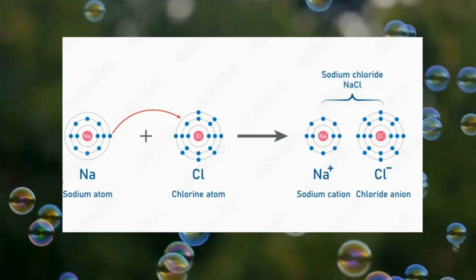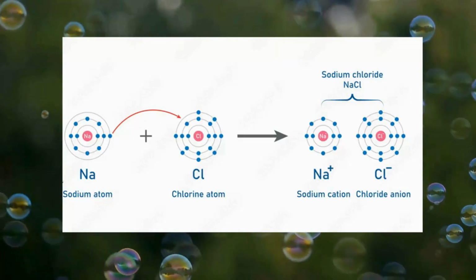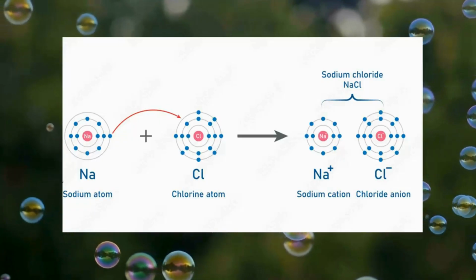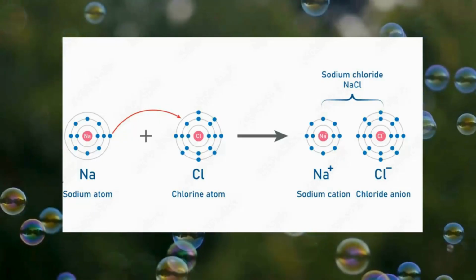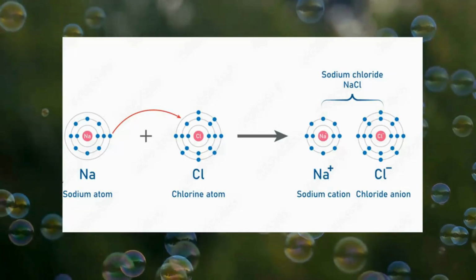So if they ask you to draw the electronic configuration of the Na plus ion, sodium ion, you have to draw with two shells. Okay, you have to leave the third shell because it is losing the electron. Once it loses the electron only, it becomes the ion Na plus.